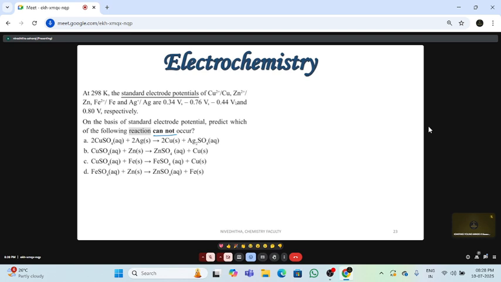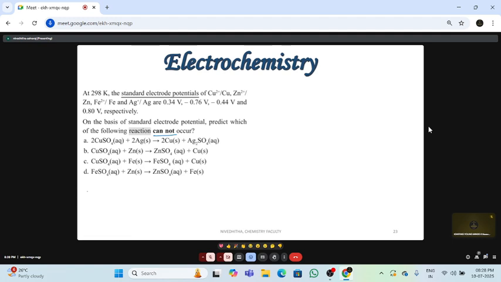How about Bhumika, Sharmila, Senthamil Chelvan? Senthamil Chelvan, what is your answer? Okay, so here the values are reduction potential. So we can use these values.